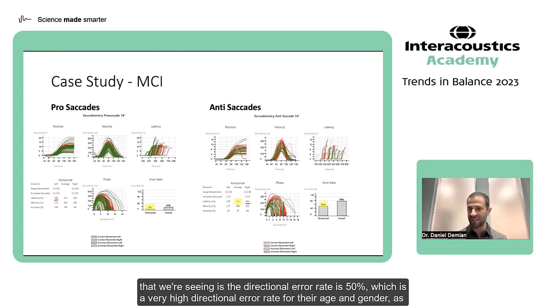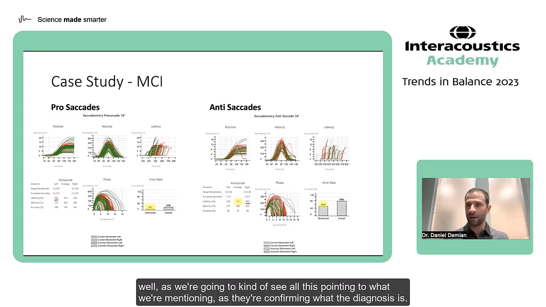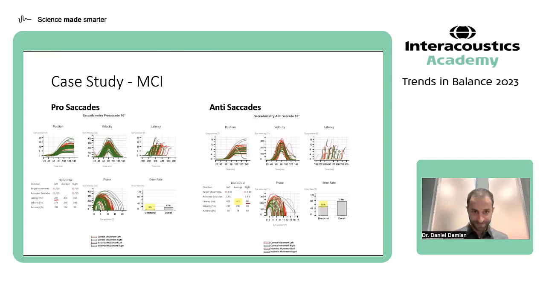The second thing that we're seeing is the directional error rate is 50%, which is a very high directional error rate for their age and gender as well, as we're going to see. All this is pointing to and confirming what the diagnosis is.